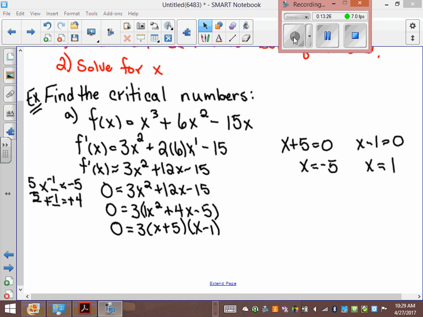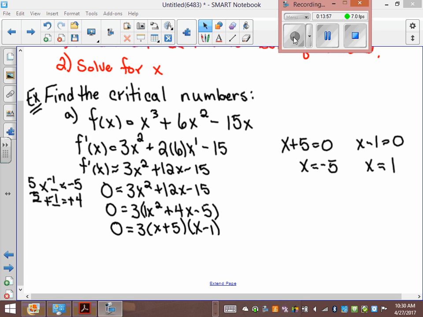That means your original graph is decreasing between negative 5 and 1, and it is increasing from negative 5 to negative infinity and 1 to infinity. So wherever your first derivative graph is above the x-axis is where your original is increasing. And wherever your first derivative graph is below the x-axis is where your graph is decreasing. We're going to go into more detail on that.